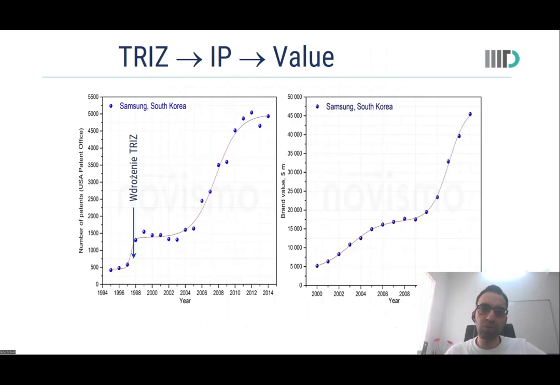And when you place both these charts together, you see that there's a kind of correlation between the inventiveness or the innovativeness of a company and the value that people place with that particular brand. You see, there is a second spurt in patents that is happening around 2006-2007 timeframe, and within the next 2-3 years, the perception of Samsung as an innovative brand or as a brand of value also sees a significant jump.